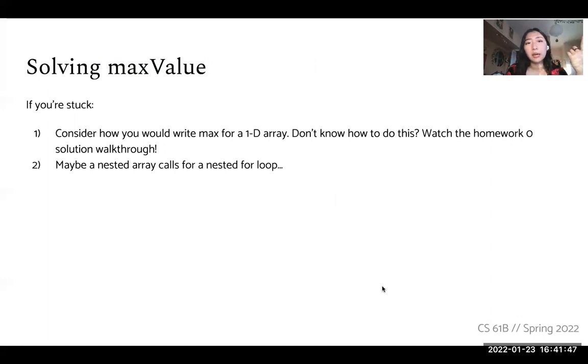And so for solving maxValue, if you're stuck, consider these hints. Number 1, how would you write max for a 1D array, right? If you don't know how to do this, you should watch the homework 0 solution walkthrough, because I did indeed walk through how to do that. And so first, just focus on how you do it for a 1D array, and then try to make that structure apply to a 2D array. And maybe a nested array calls for a nested for loop, right? So that's one thing that I will leave with you.